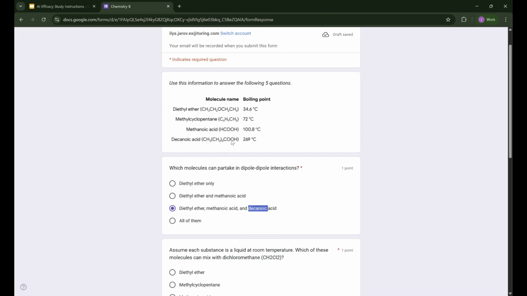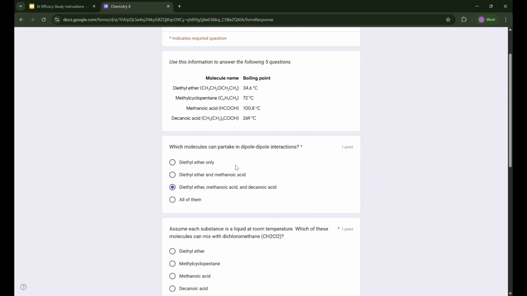Yeah, this one has to because there's an OH. Yeah, this one too because of the OH. I'm not too sure about diethyl ether, but I know it's not all of them because of this one. It's not this. Yeah, let's just roll with this.